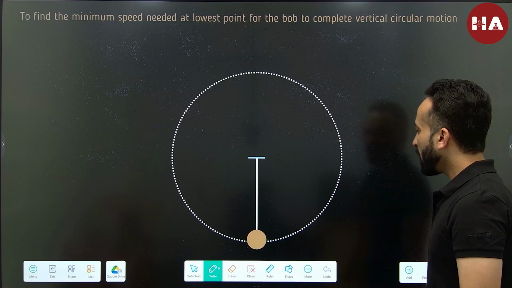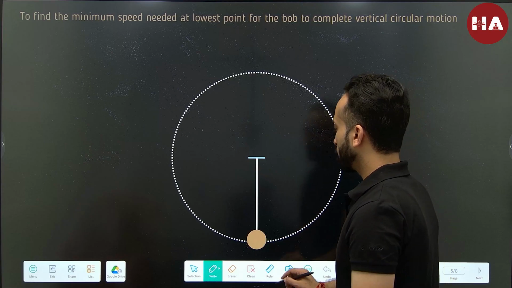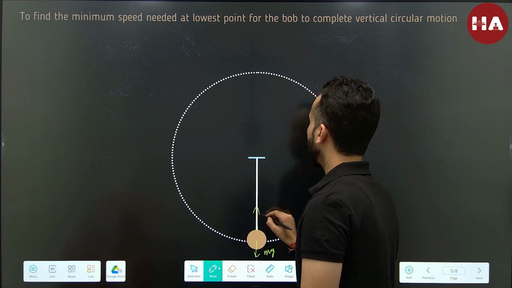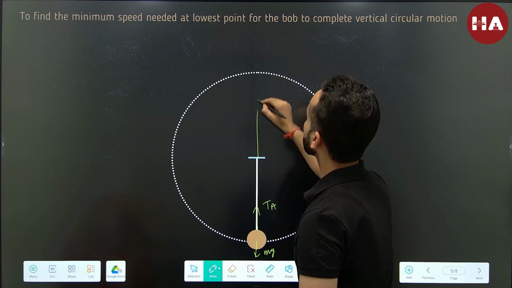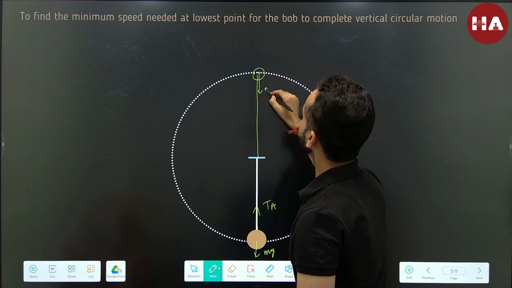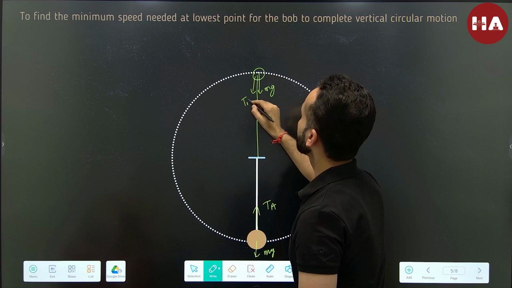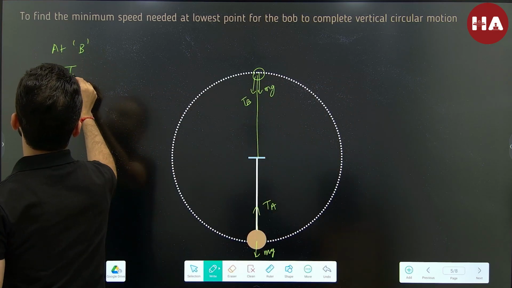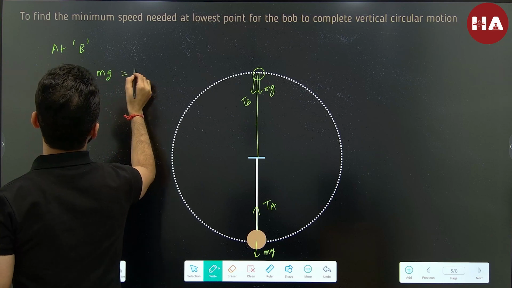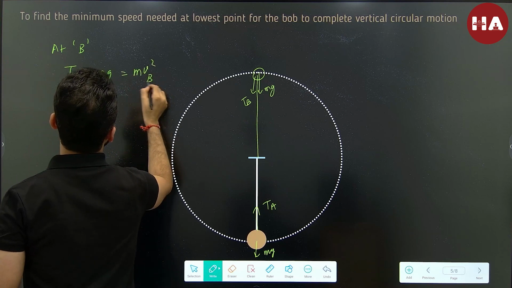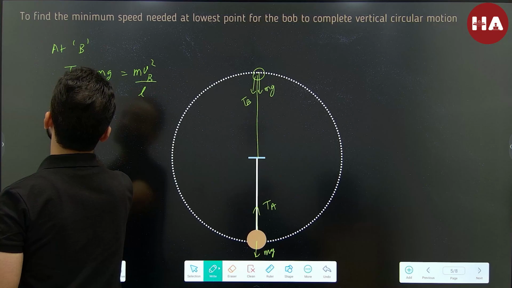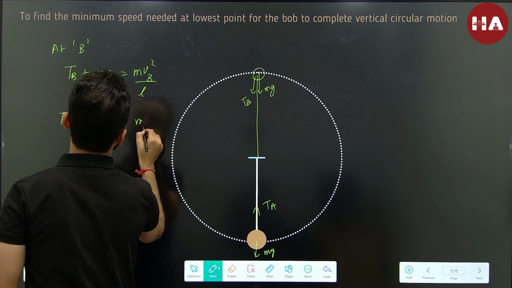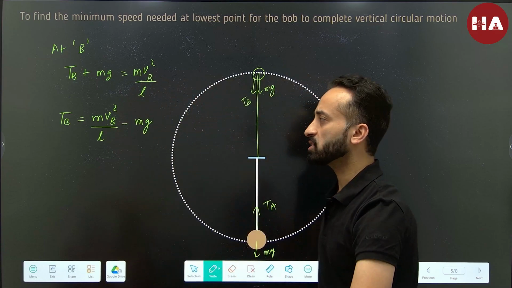Now let's talk about it again, because I wish to talk about one thing here. Let's say mg and this was TA, and at the highest point this was mg and this was TB again. At the highest point, that is at B, you wrote TB plus mg is equal to mv square by r. So TB is equal to mv square by r minus mg. This was the tension function.